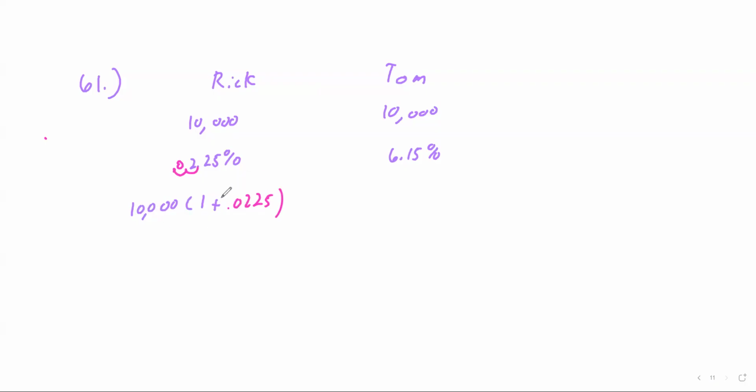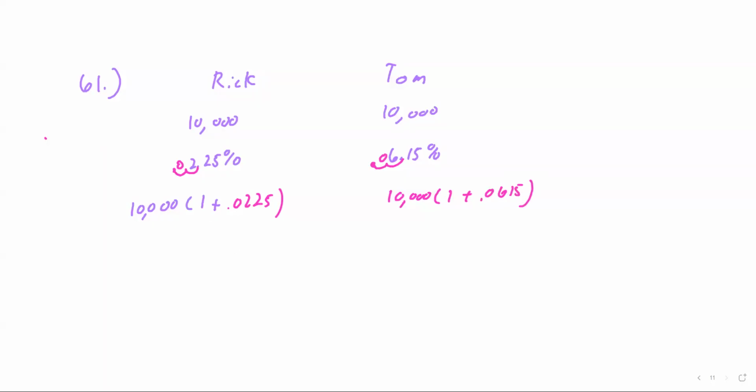A lot of other students, what they'll do is they'll do 10,000 times 0.0225, get the interest, and then add it to the 10,000. That's perfectly fine as well. I'm just doing it all in one move. So then same thing with Tom here. I would do 10,000 times 1 plus, move that decimal place two places. Oops, too many. 1, 2. So that'd be 0.0615. And so then we'll just plug it in.